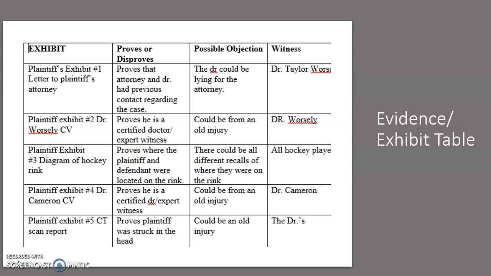Here's my evidence/exhibit table. I got all of my exhibits right here. And then what proves or disproves, and then any possible objections that can come from those, and then what witnesses can go along with those also.